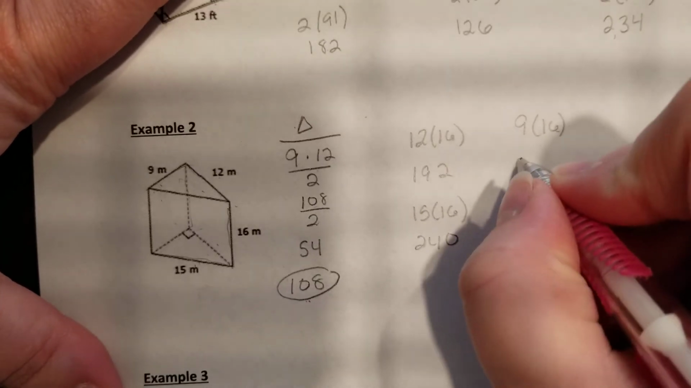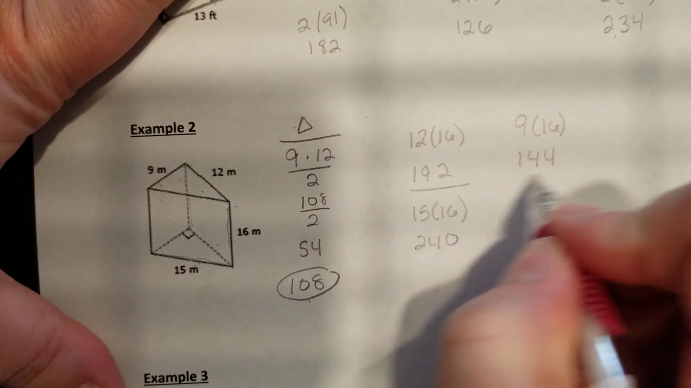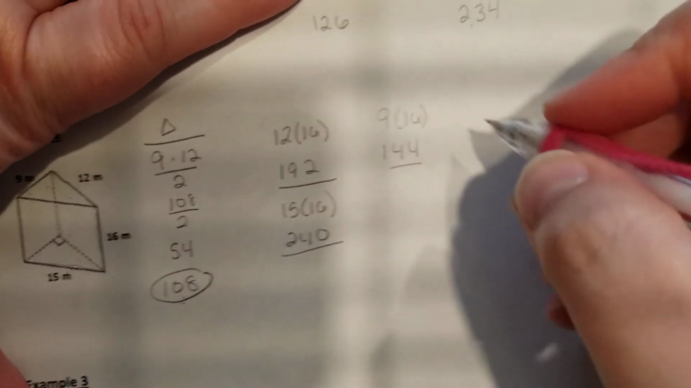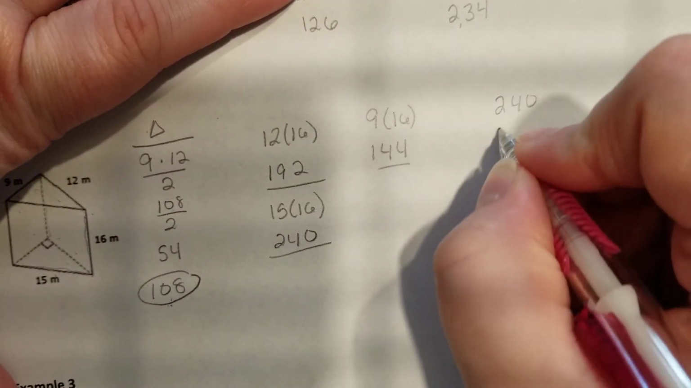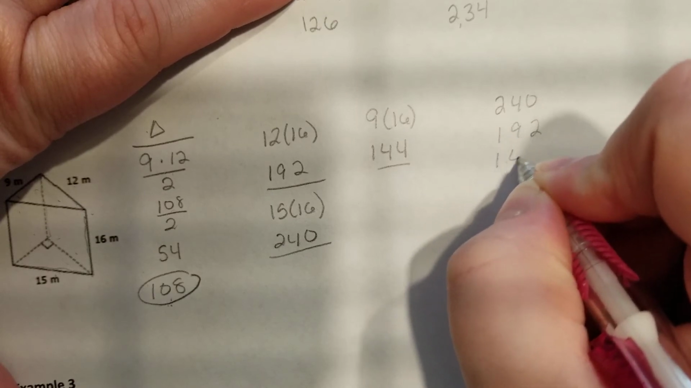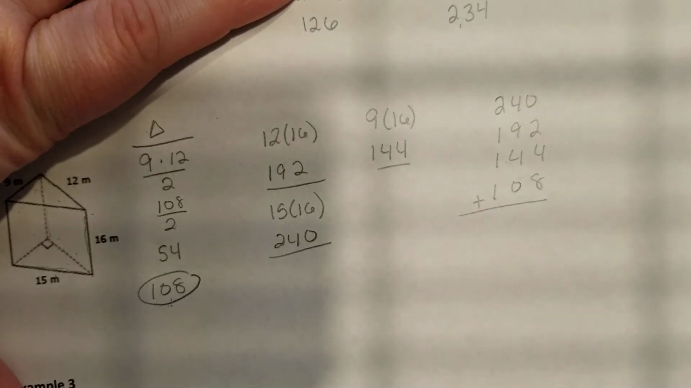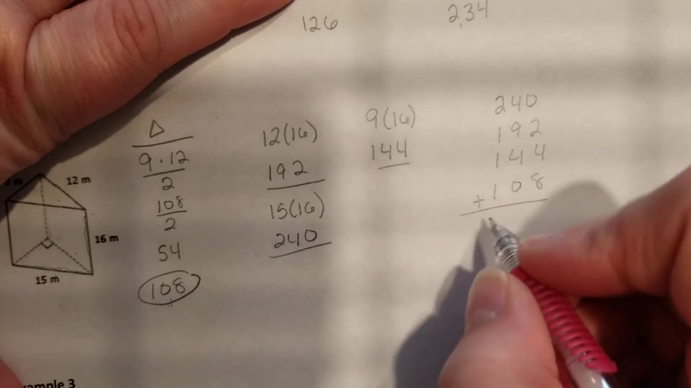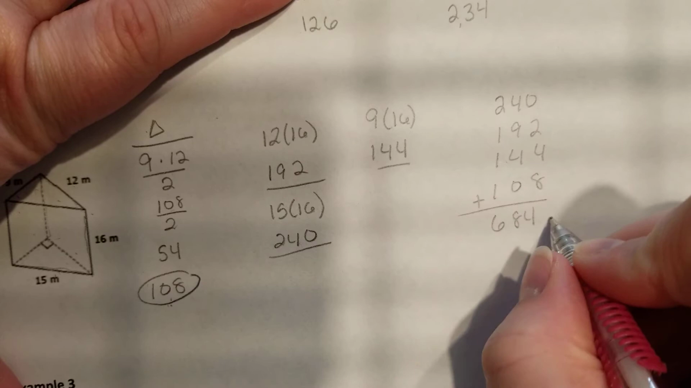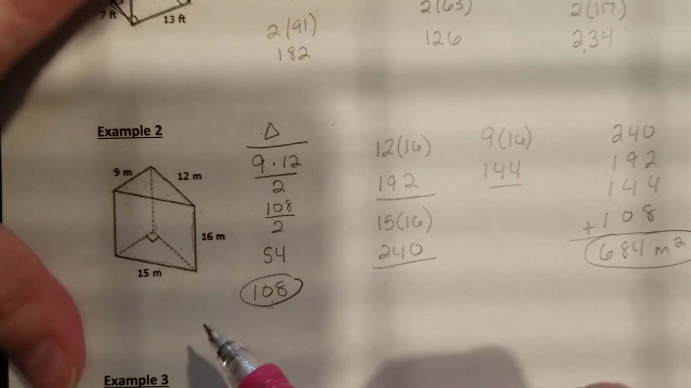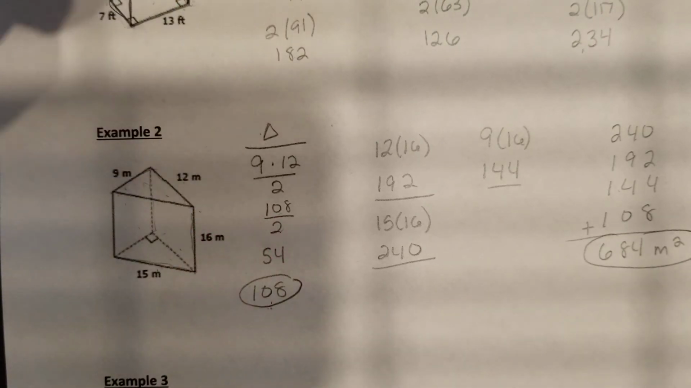which is 144. And now that we have the 3 rectangular sides and the 2 triangles, we're going to add all of those together. So 240 plus 192 plus 144 plus 108 is 684 meters squared. So we're just finding the area of all the faces and adding them together.